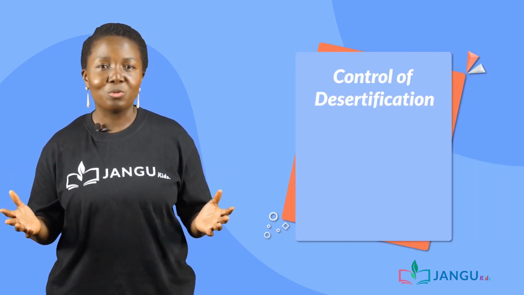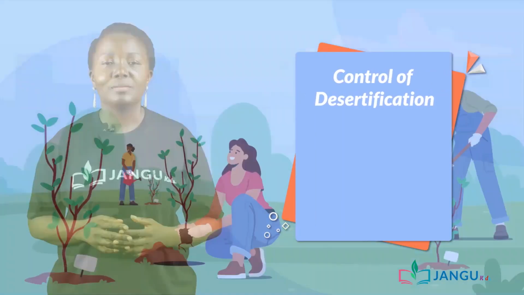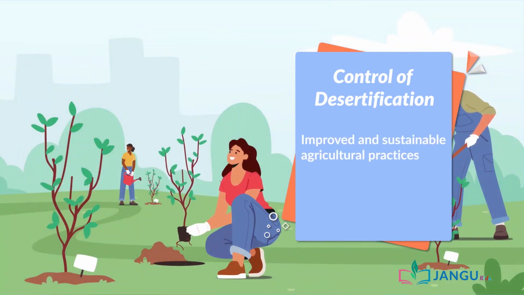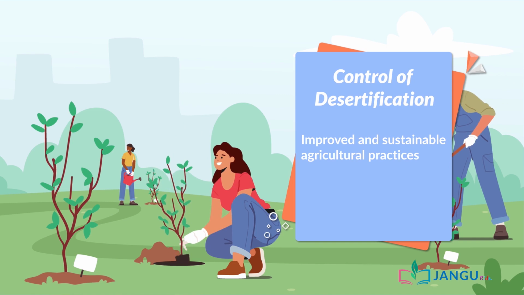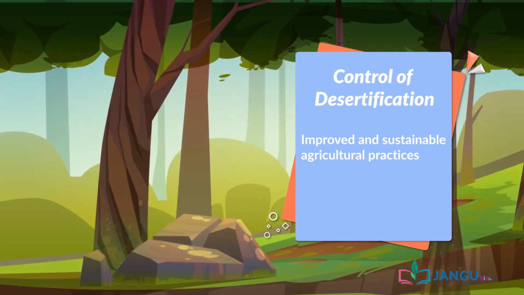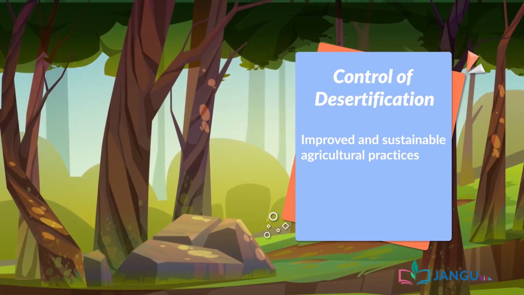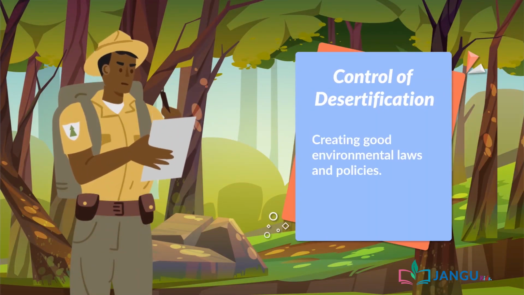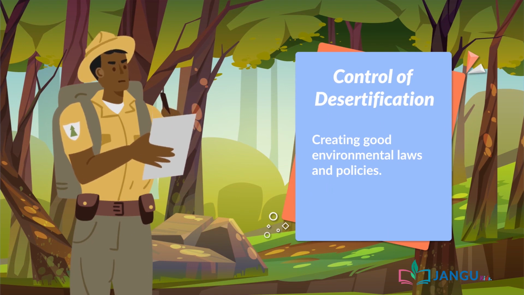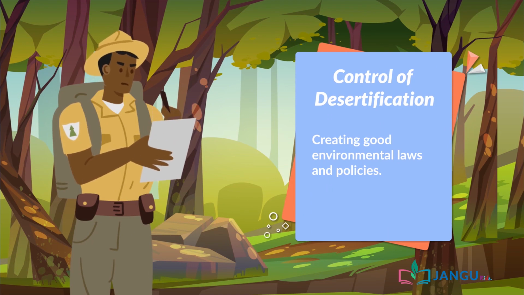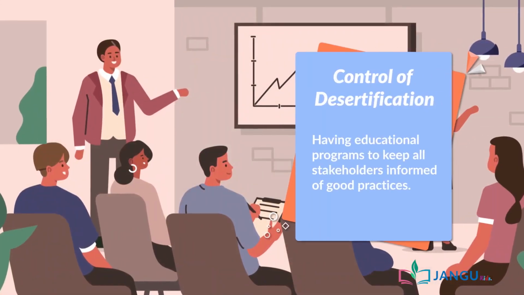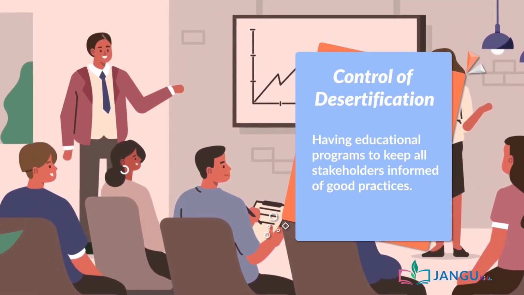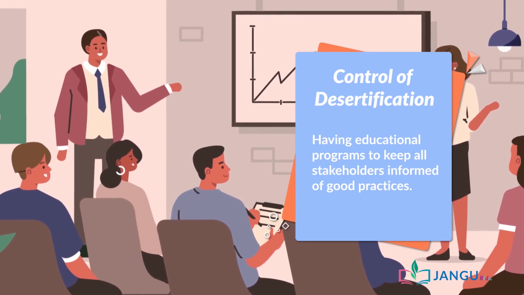Desertification can be controlled through the following. 1. Improved and sustainable agricultural practices such as prevention of overgrazing and afforestation. 2. Creating good environmental laws and policies. And lastly, having educational programs to keep all stakeholders informed of good practices.